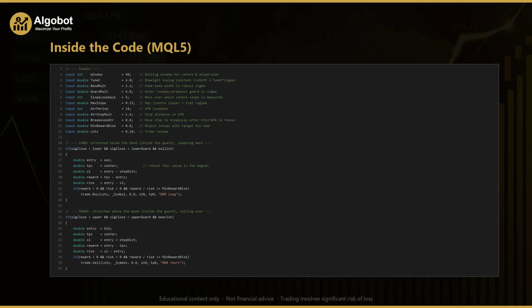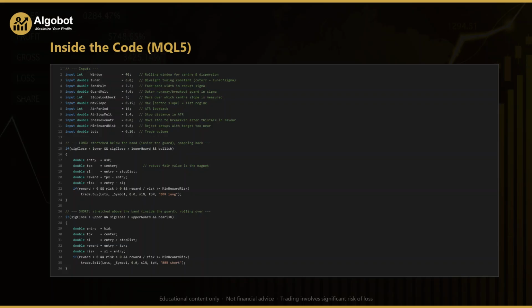Slope loopback and max slope together define the flat regime filter. ATR period, ATR stop multiple, and break-even ATR control the stop and the break-even lock, while min reward risk enforces the minimum reward to risk ratio.